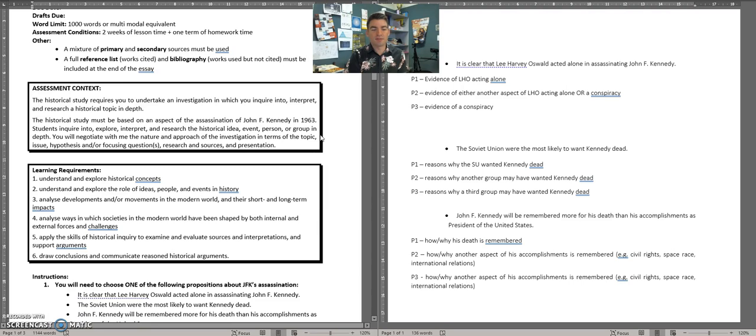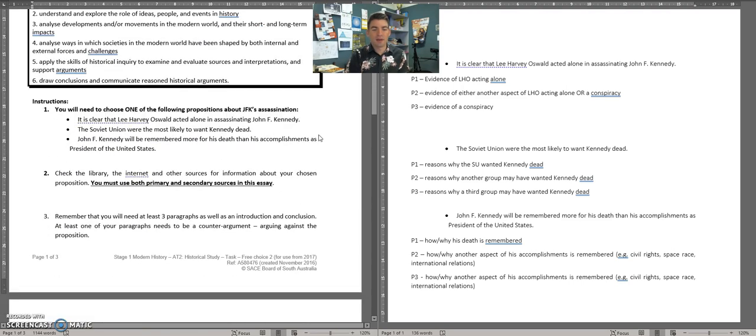Okay, and as we scroll through on the task sheet here on the left, we've got 3 different propositions. Now, a proposition is simply a sentence which you need to argue how much you agree with that statement. You need to argue just how much you think that statement is true. Okay, so our 3 propositions that we have here are as follows.